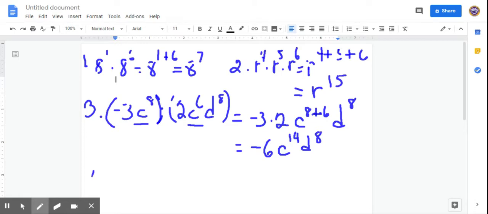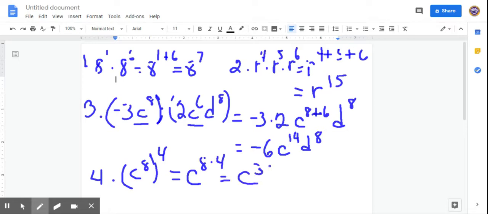Number 4. You have c to the 8th power raised to the 4th power. Well, now you have a power to a power, one exponent on top of another exponent. So now you're going to keep the base, but this time we're going to multiply the exponents. So you should get c to the 32nd power.